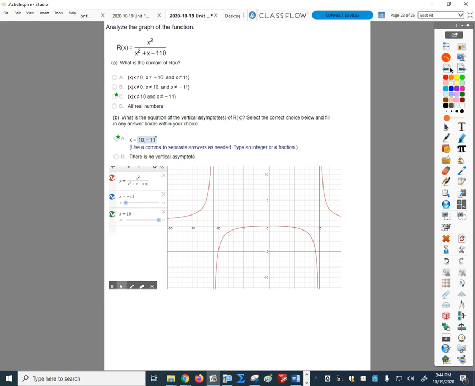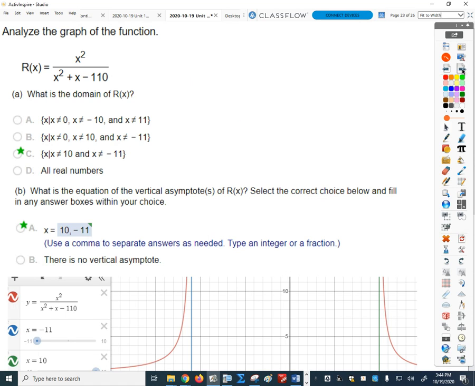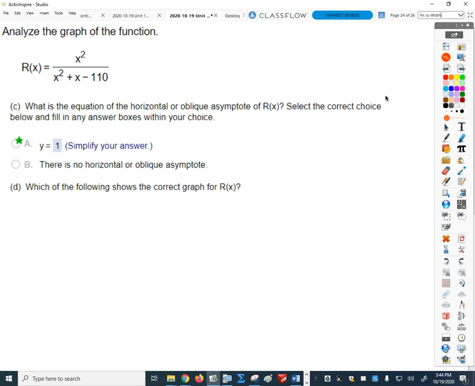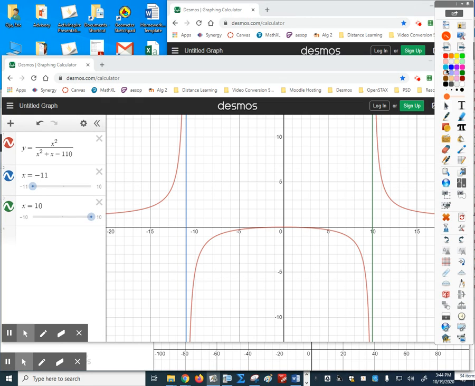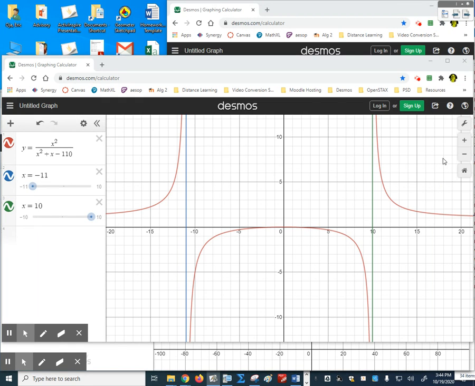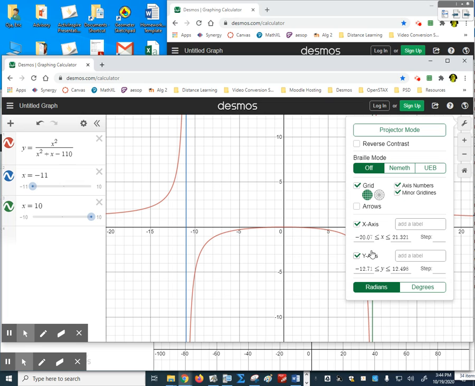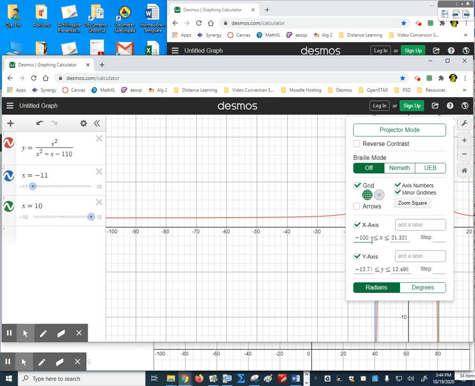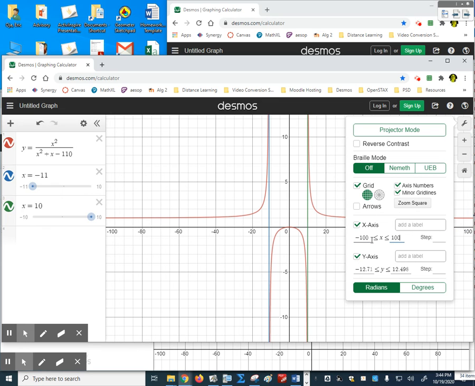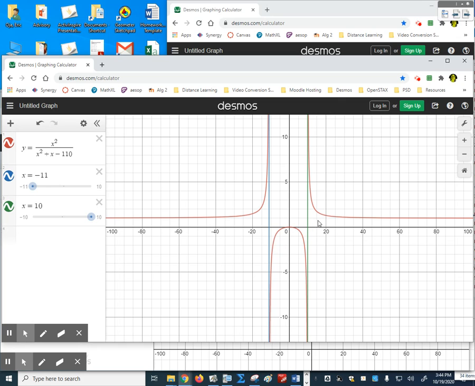Now what about part C? For part C, how do we know it's y equals 1? Well, I could use the same graph. Let's tweak the window a little bit. Let's leave the y the same, but let's make the x's go from -100 to +100. And then we can see that it's got a horizontal asymptote at y equals 1. So I can turn these off. There's my horizontal asymptote.